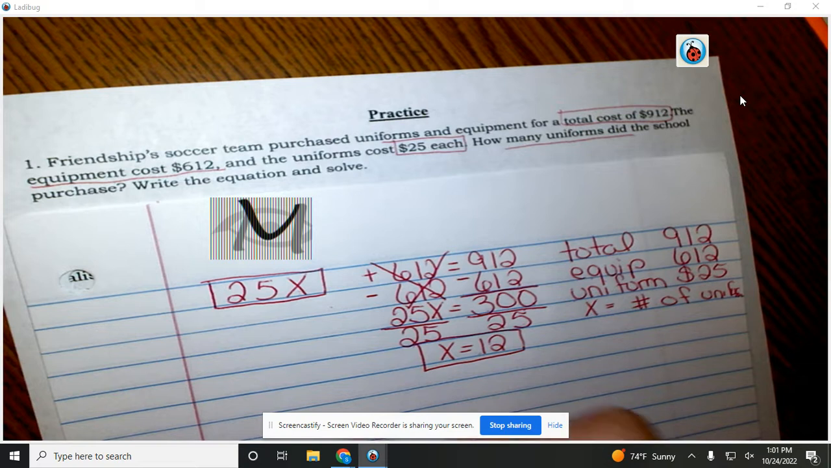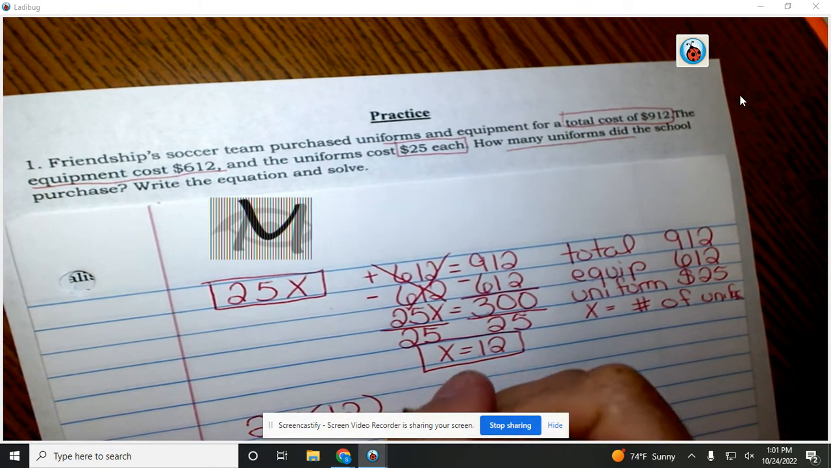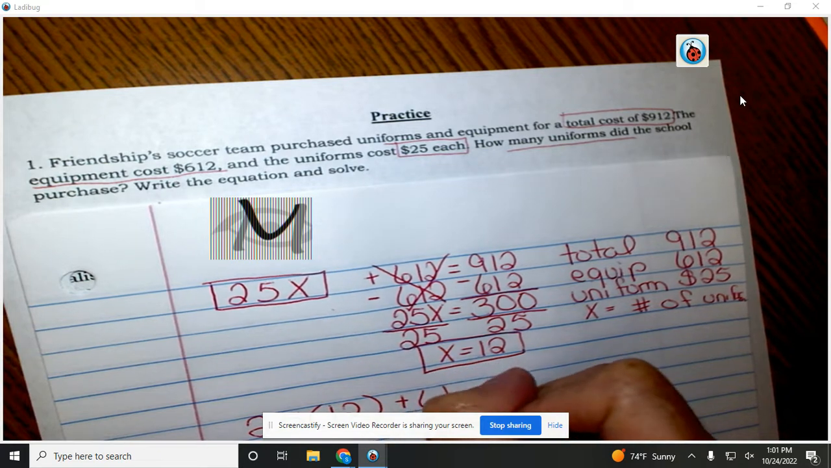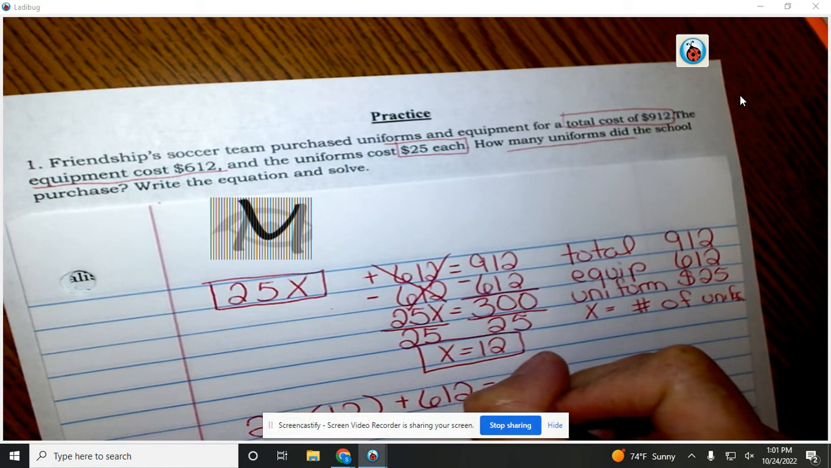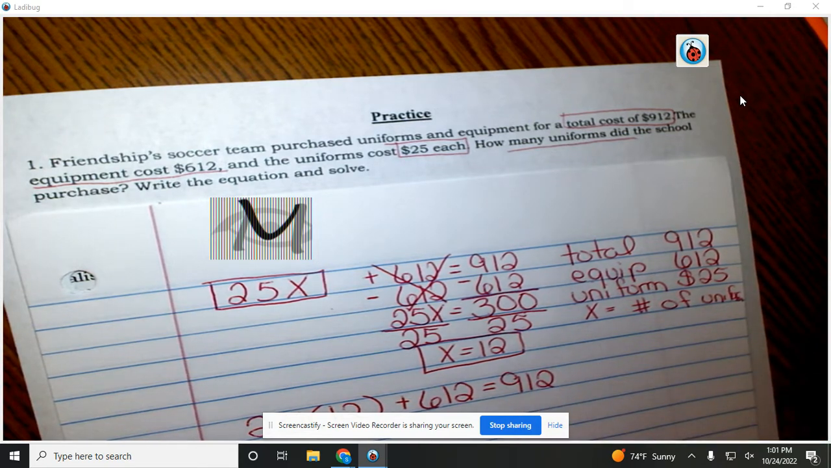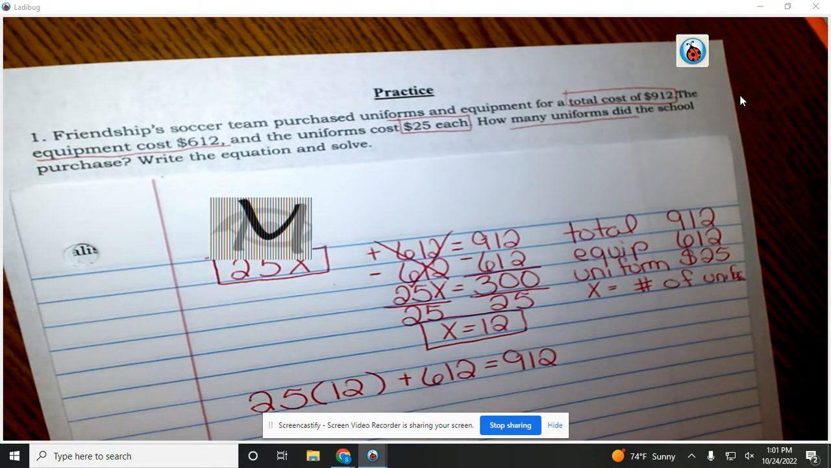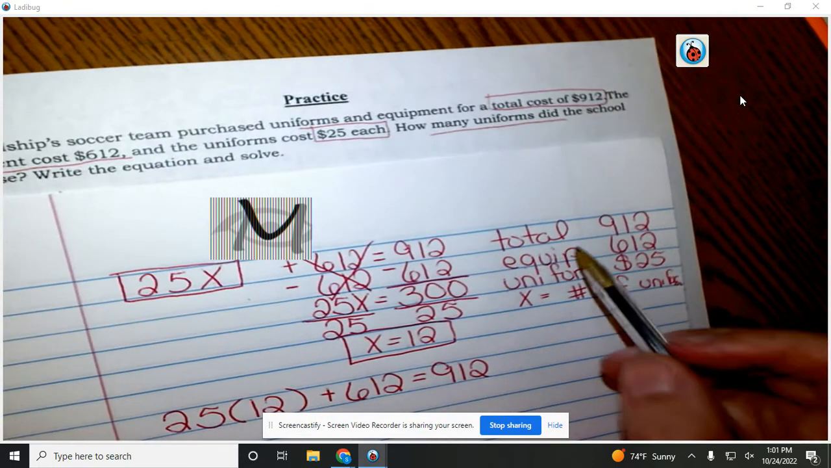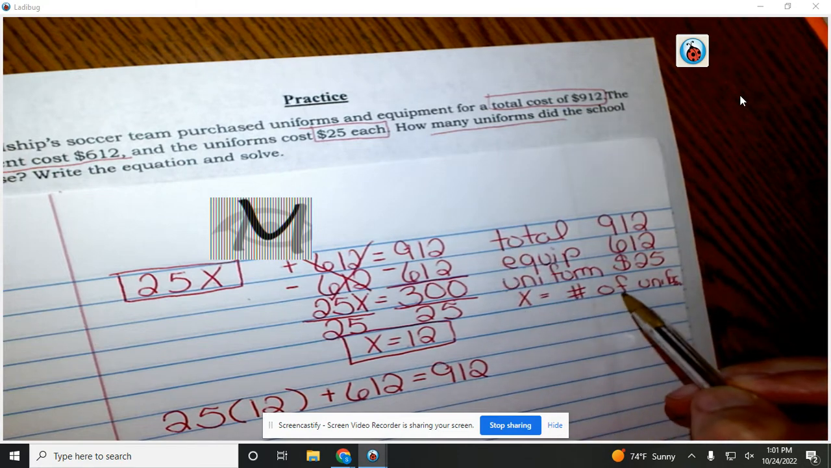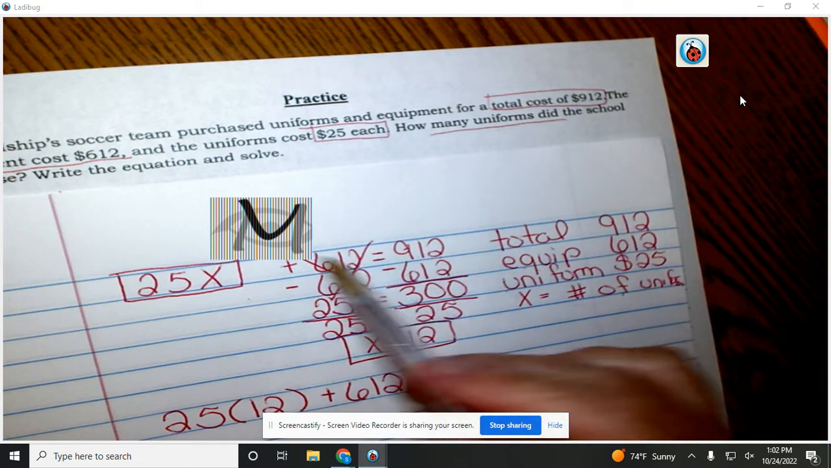So if I were to go back and put this into my original equation, $25 for 12 uniforms plus $612 for the equipment would equal $912. So this is going to be one of some of the more common or the easier ones that you're going to see. As you saw when we started, I pulled out all the information from the word problem that I know. And then I kind of work backwards into putting everything inside of here.